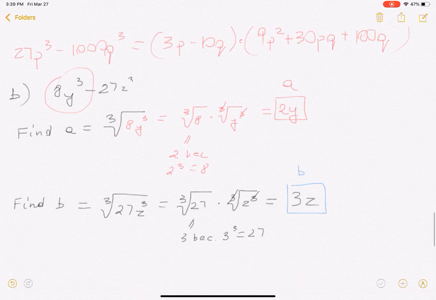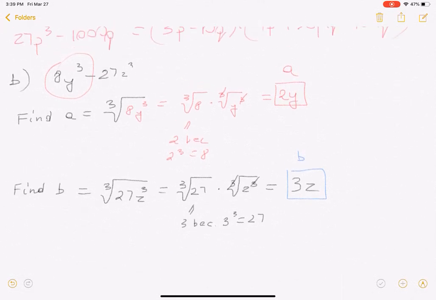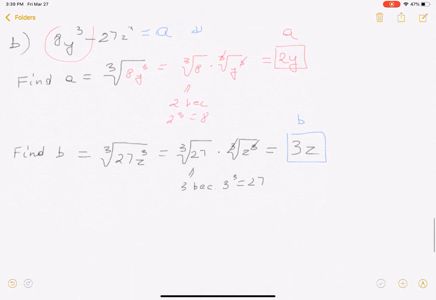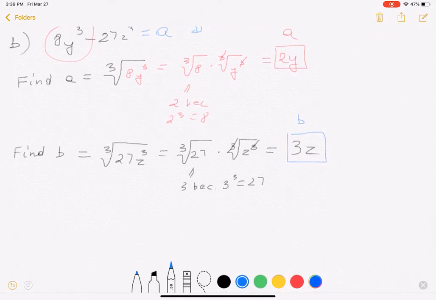Now when we know what is A and B, we can go back to this problem and we can rewrite that as a to the third power minus b to the third power by following the formula. So I like to rewrite the formula a couple times, so that helps you memorize. A to the third power minus b to the third power is the same as a minus b times a squared plus ab plus b squared.